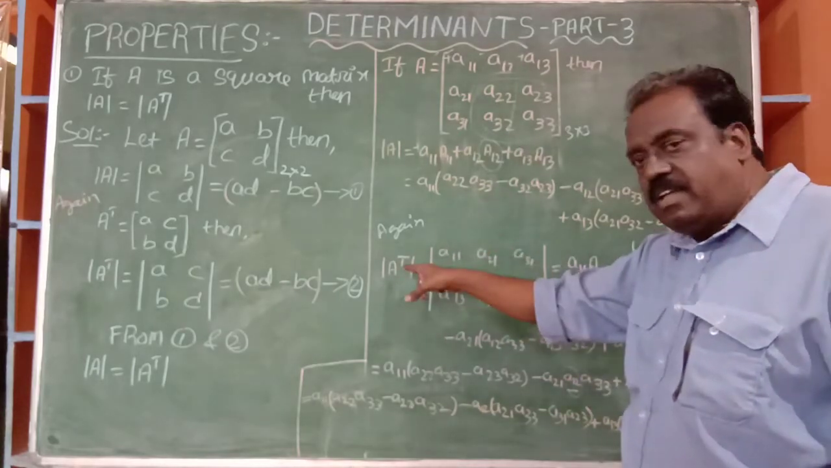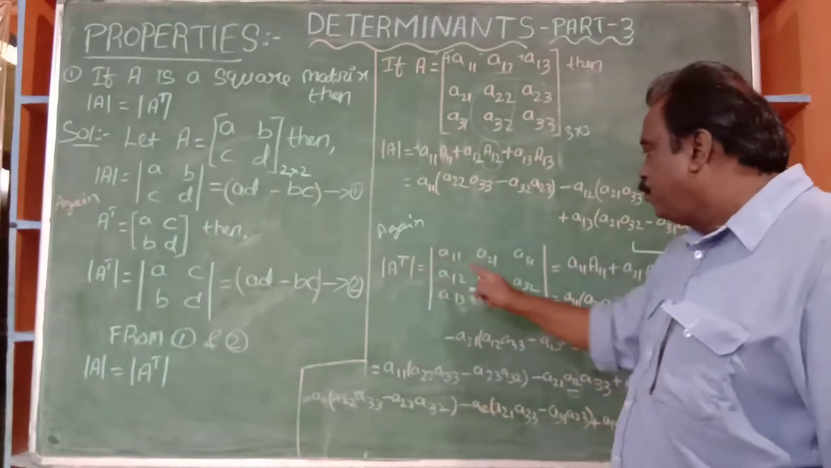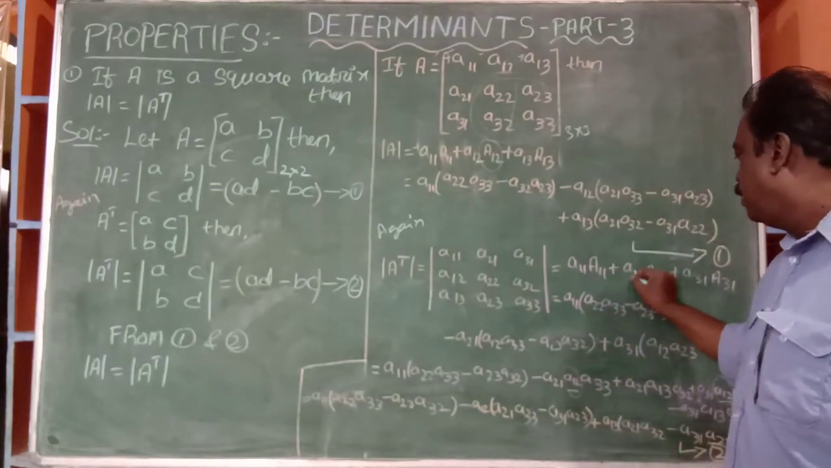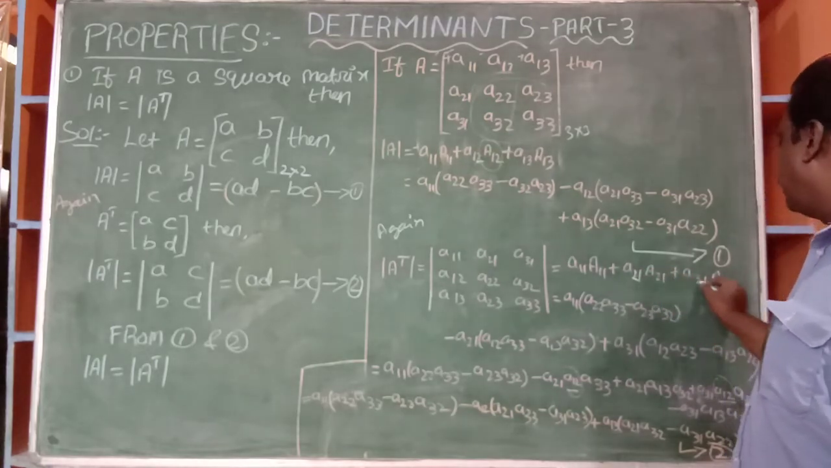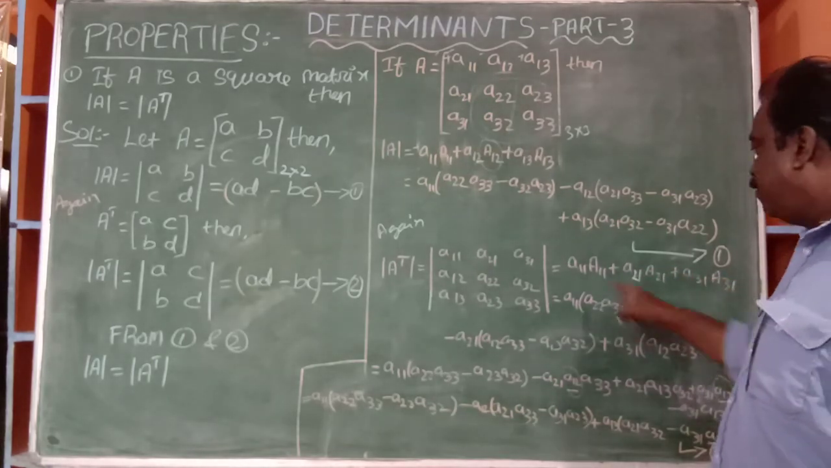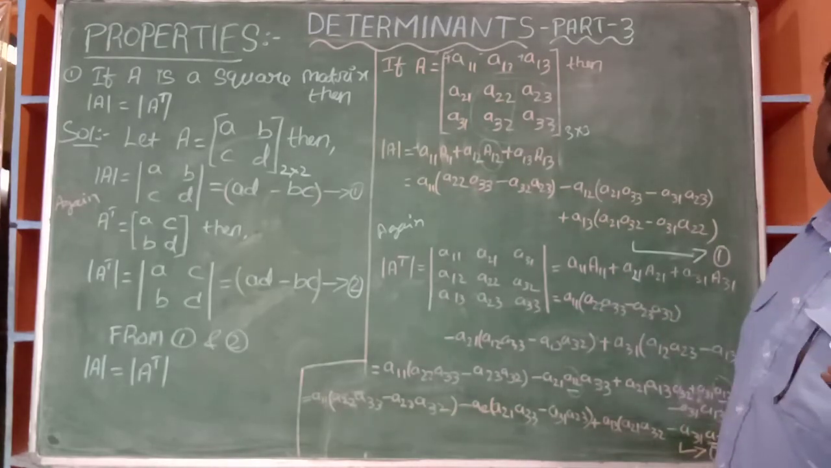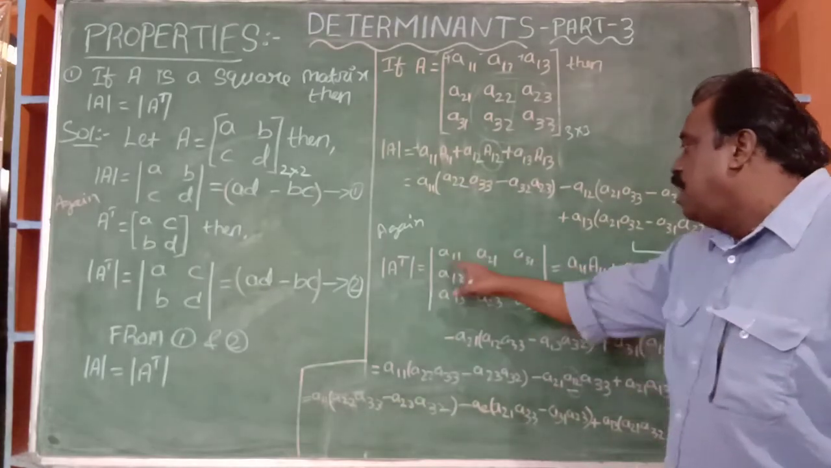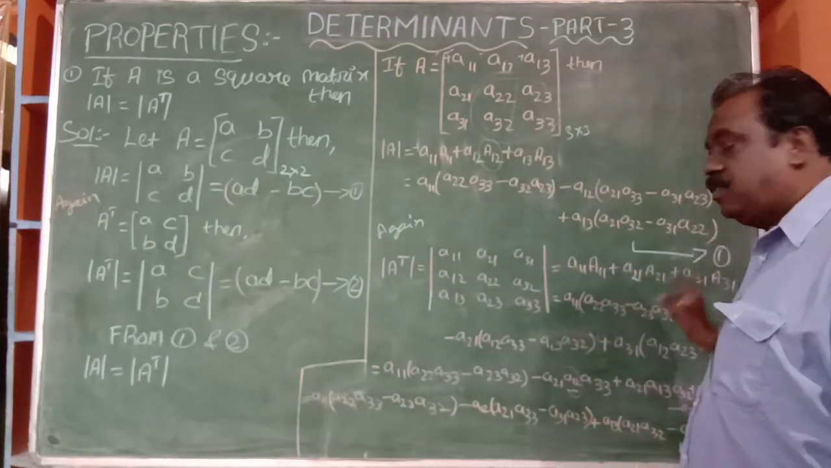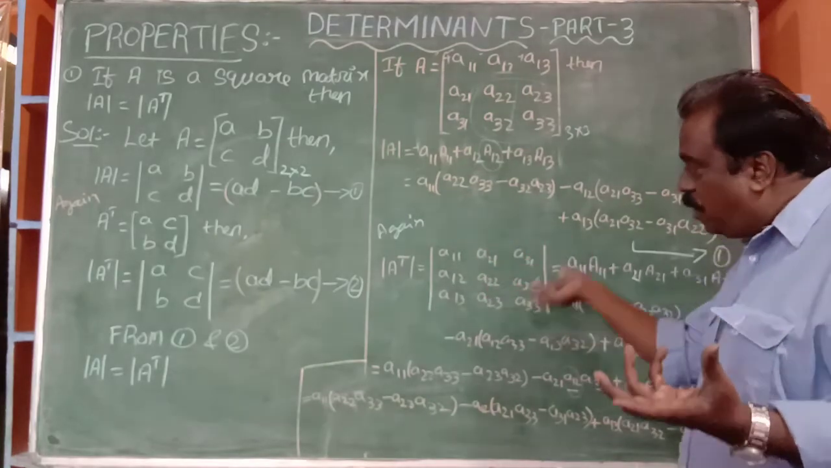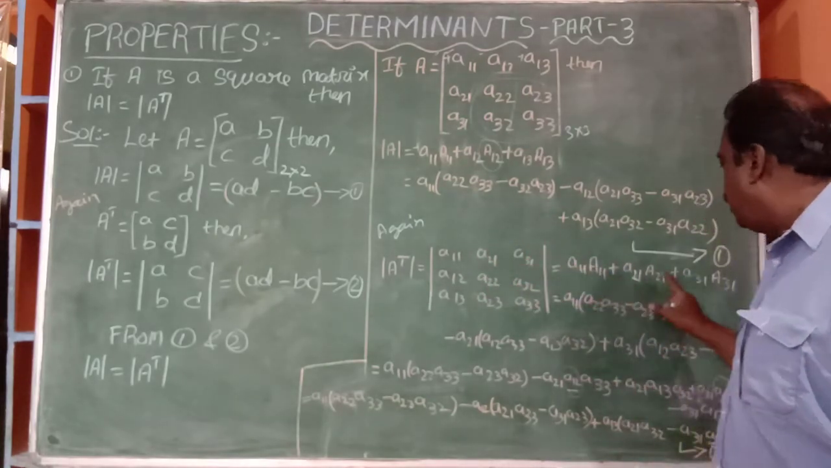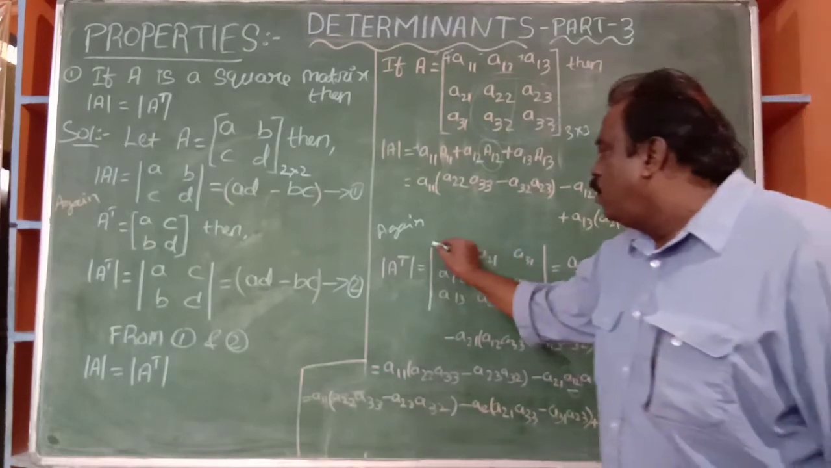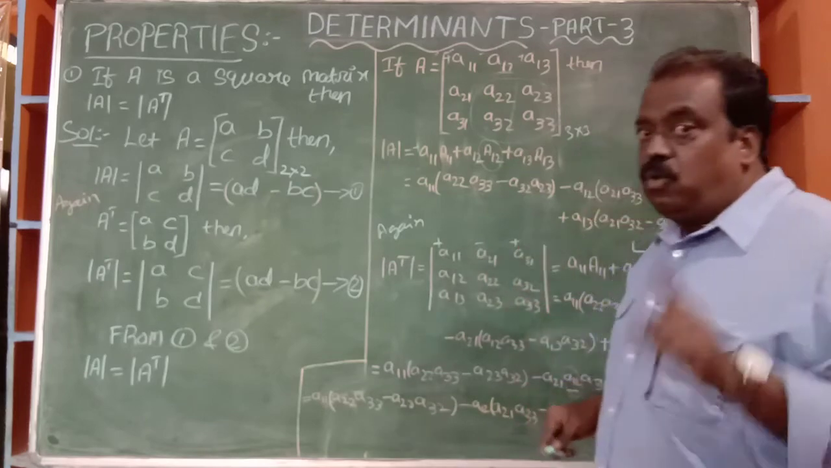For that A transpose, I am taking the determinant: a11 into capital A11, plus a21 into capital A21, plus a31 into capital A31. This is the definition for finding the determinant. Here also I am taking the first column elements a11, a21, a31, each multiplied by its corresponding cofactor A11, A21, A31. Here also it is plus, minus, plus. Don't confuse.